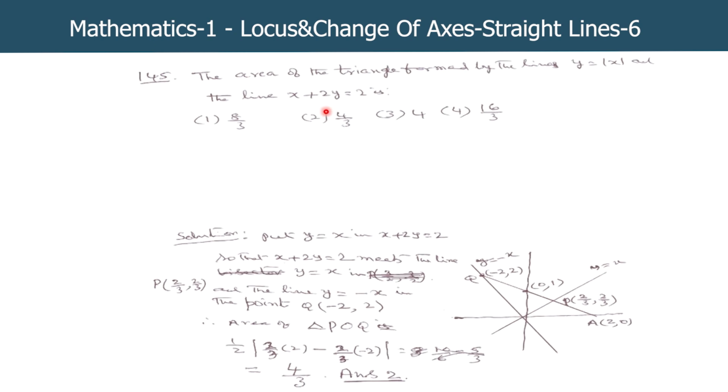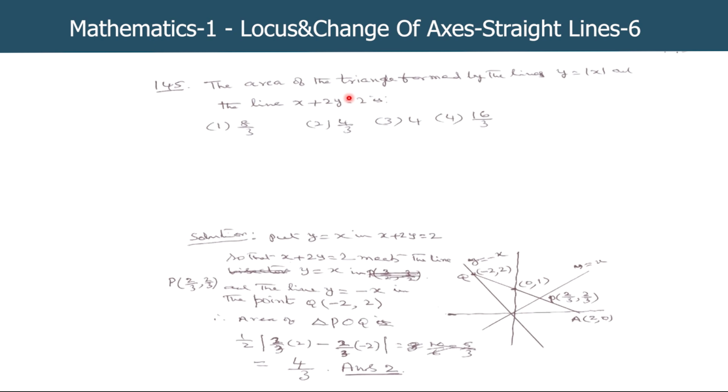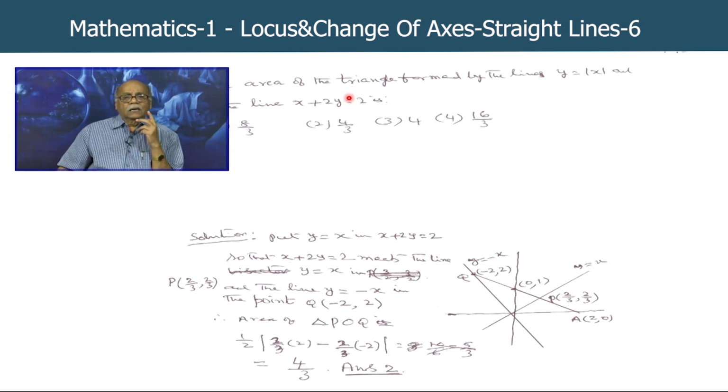So, the correct option is 4 by 3. And you know that if x1, y1, x2, y2 and the origin are the 3 vertices of a triangle, or the origin is one vertex and the other 2 vertices are x1, y1 and x2, y2, then the area of the triangle is half of mod x1 y2 minus x2 y1.